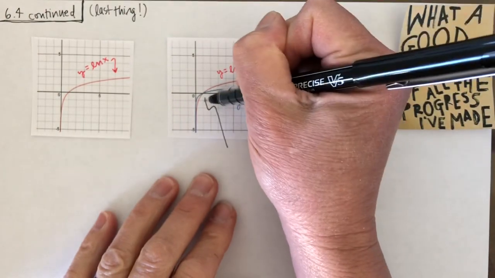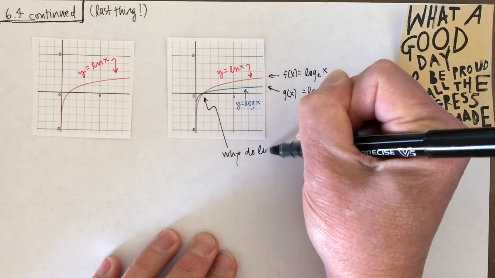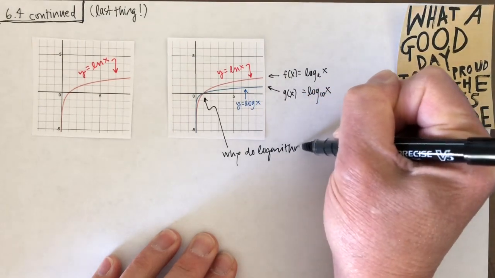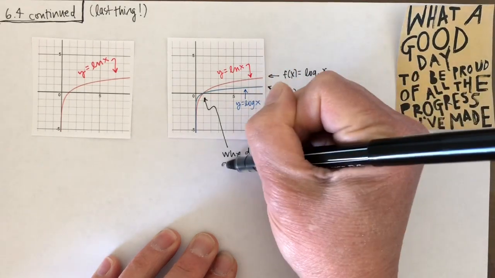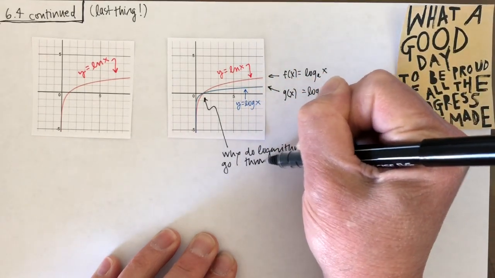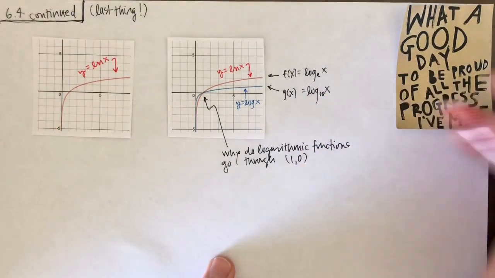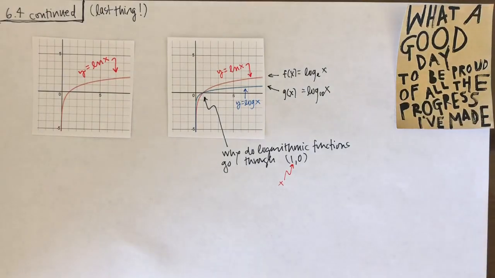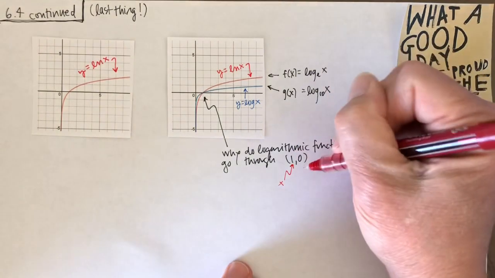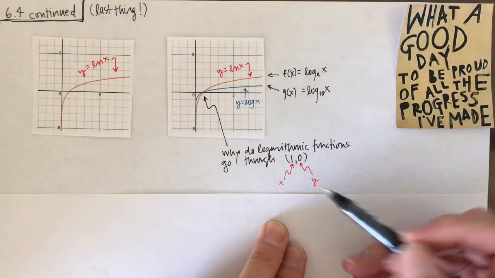Let's talk about why this is happening. Why are they all going through this point? Why do logarithmic functions go through the point 1, 0? And remember, this is our input value. So why, when x is 1, does y have to be 0? Talk about why this would be true.